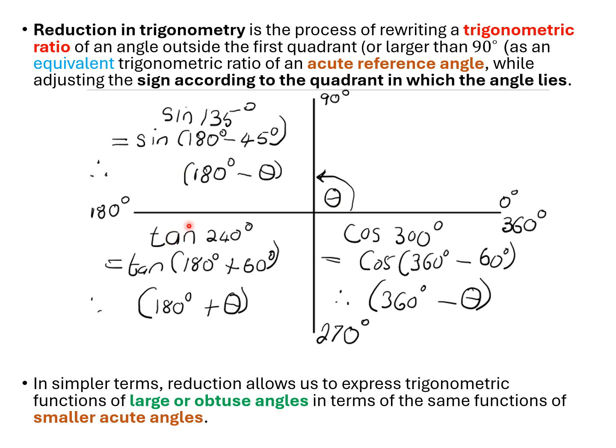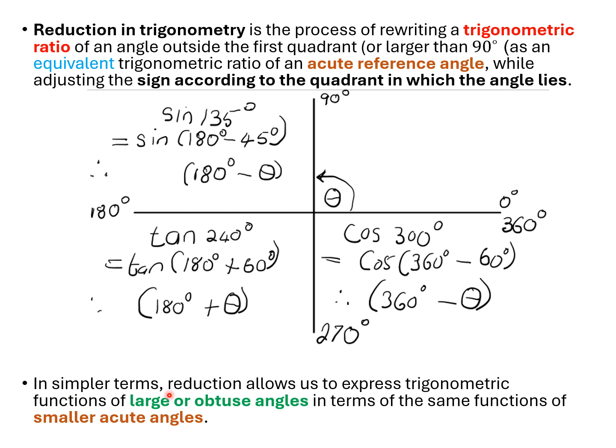Go to the third quadrant, I have tan 240. So 240 lies between 180 and 270. So I should know 180 plus 60 would give me 240. Therefore, in that quadrant, the reduction formula I would use would be 180 plus theta, because theta there would become the acute reference angle. If we say cos 300, 300 lies between 270 and 360. So to get to 300, I'm going to say 360 minus 60. So therefore, in quadrant 4, the reduction formula we use is 360 degrees minus theta.